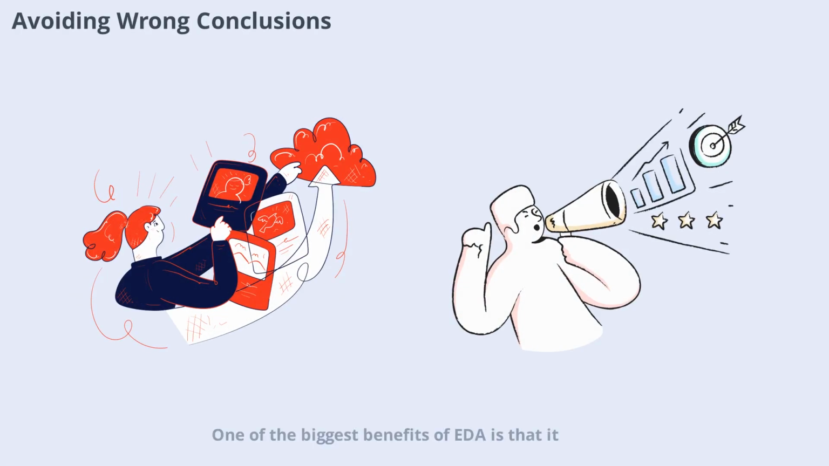One of the biggest benefits of EDA is that it helps you avoid drawing the wrong conclusions from your data. By thoroughly exploring your dataset, you can catch errors, inconsistencies, or misleading trends before they affect your results. This careful approach ensures your analysis is based on solid ground, not assumptions.